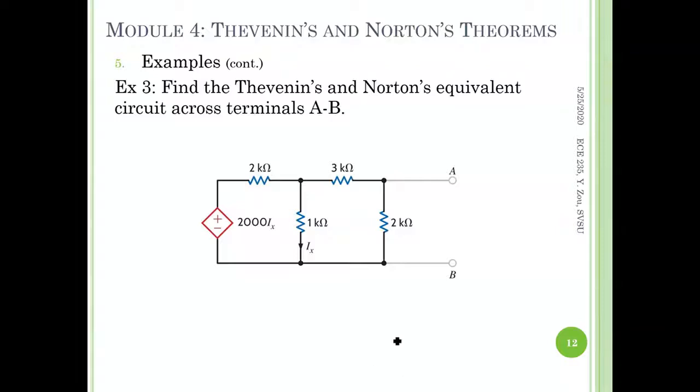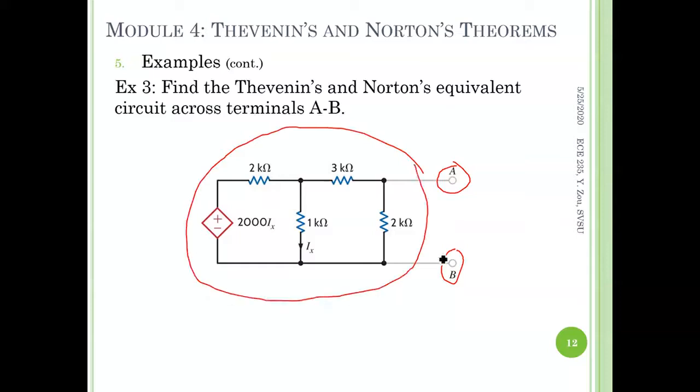Alright, let's move on to example 3 here. So find the Thevenin's and Norton's equivalent circuit across terminals A and B. Terminals are labeled here, and by reading the problem carefully, you should be aware that in this particular example, there is no part B circuit. So only part A is present. So we just work on it.